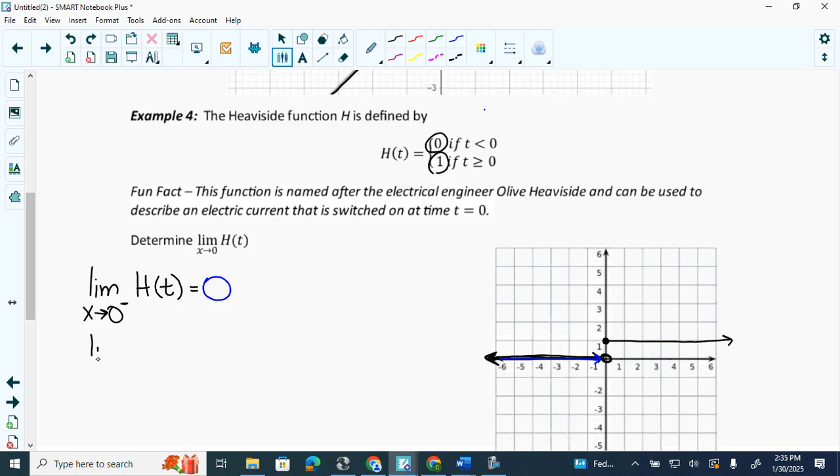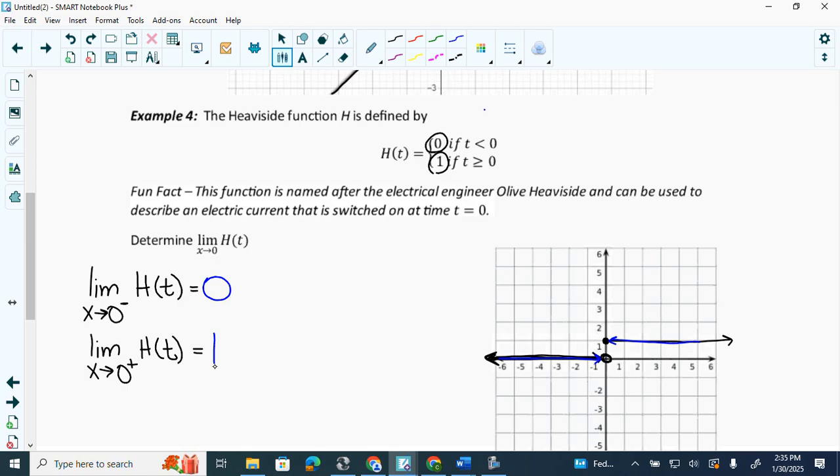Then the limit as t approaches 0 from the right of h of t, and we always need a function beside it because we're following some sort of function, right? What does it equal from the right? 1. So there is a limit from the left. There is a limit from the right. And the limit just tells you what your graph is doing on either side of that point, right? Or a non-existent point, whatever it may be.